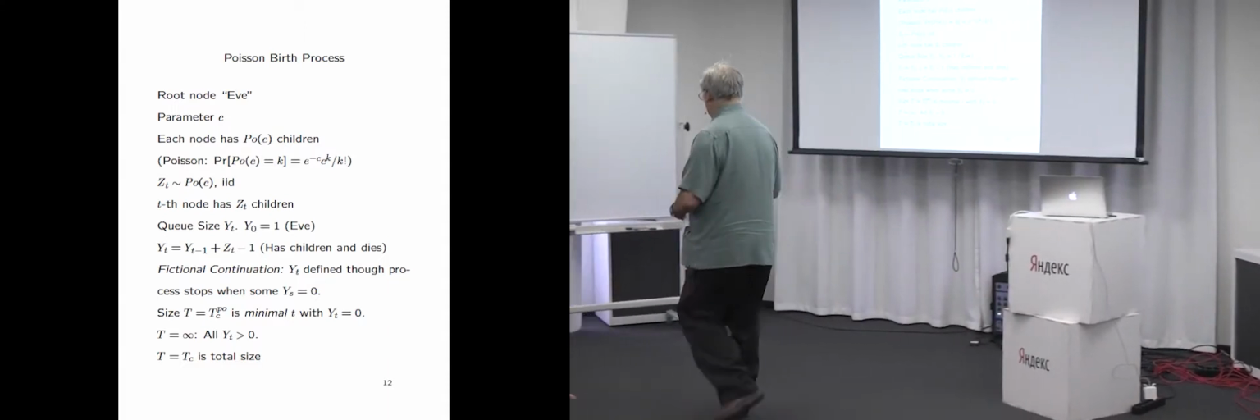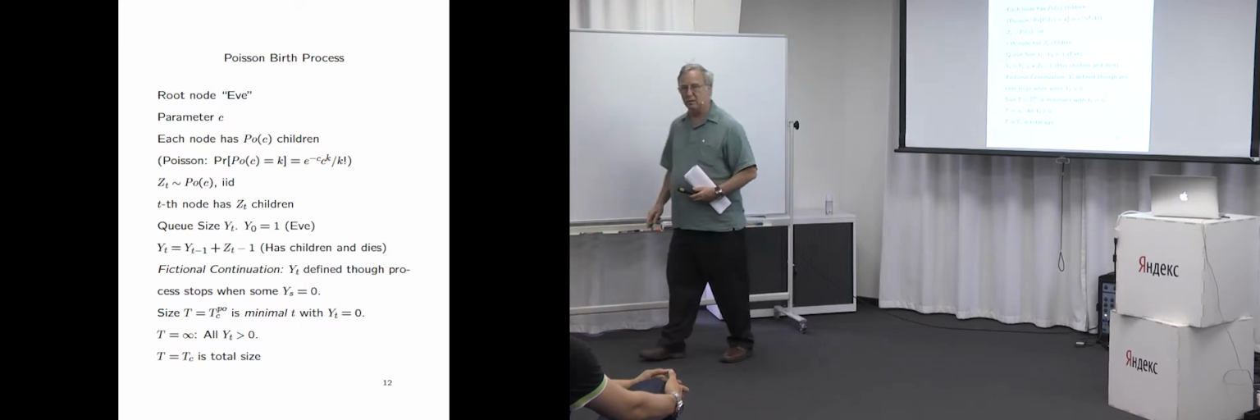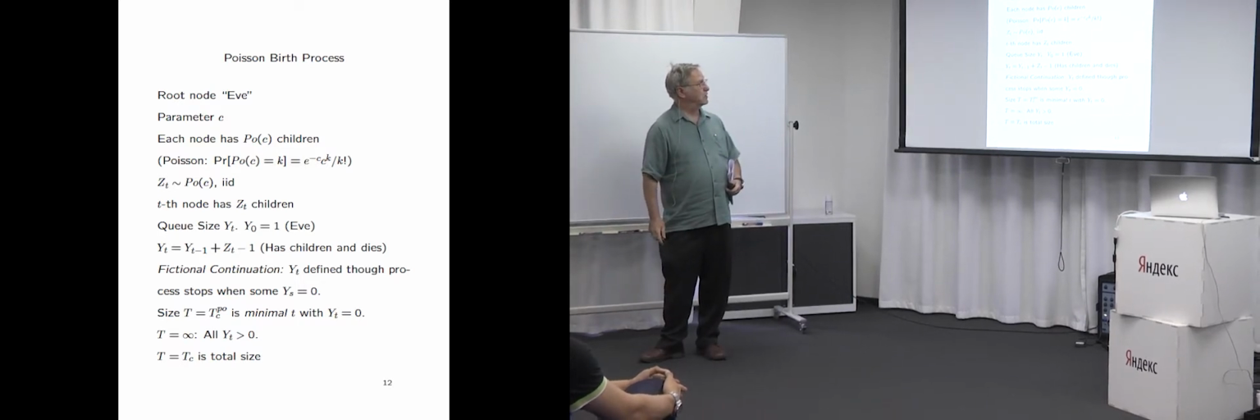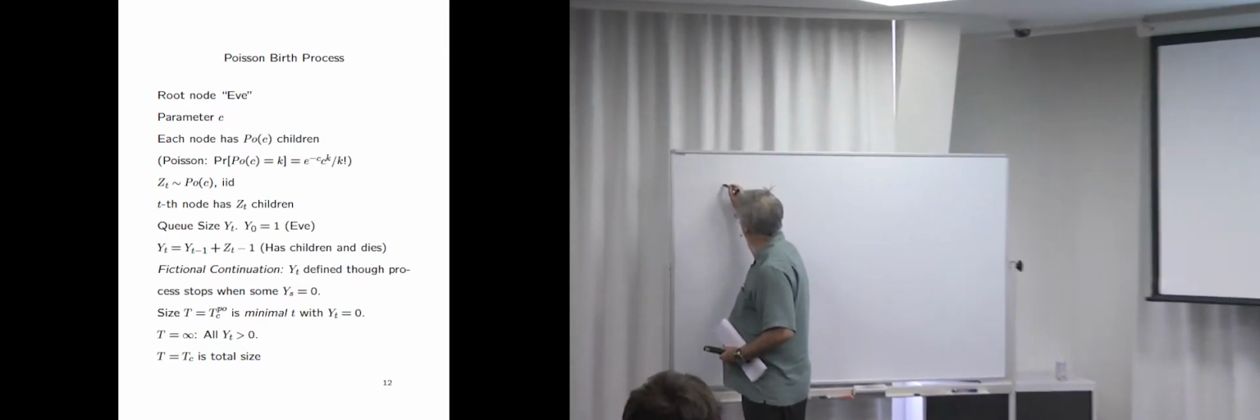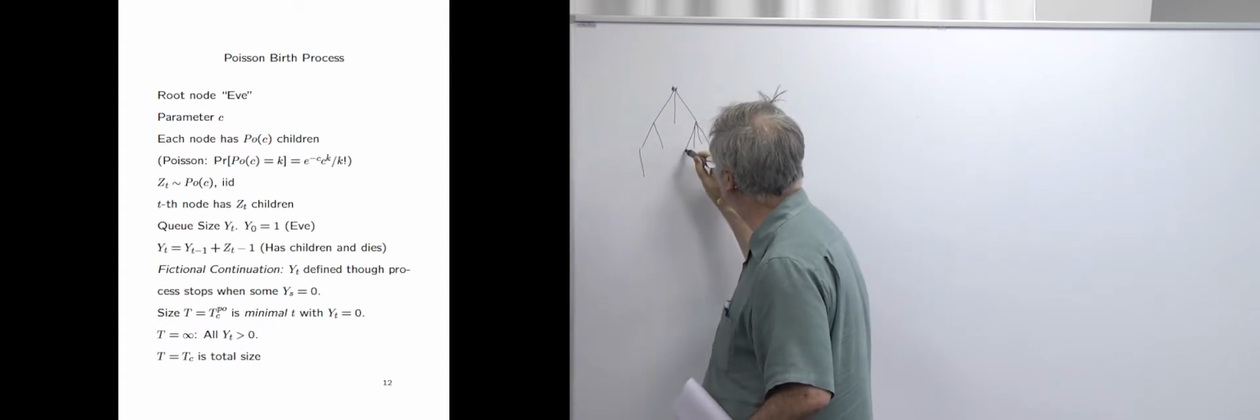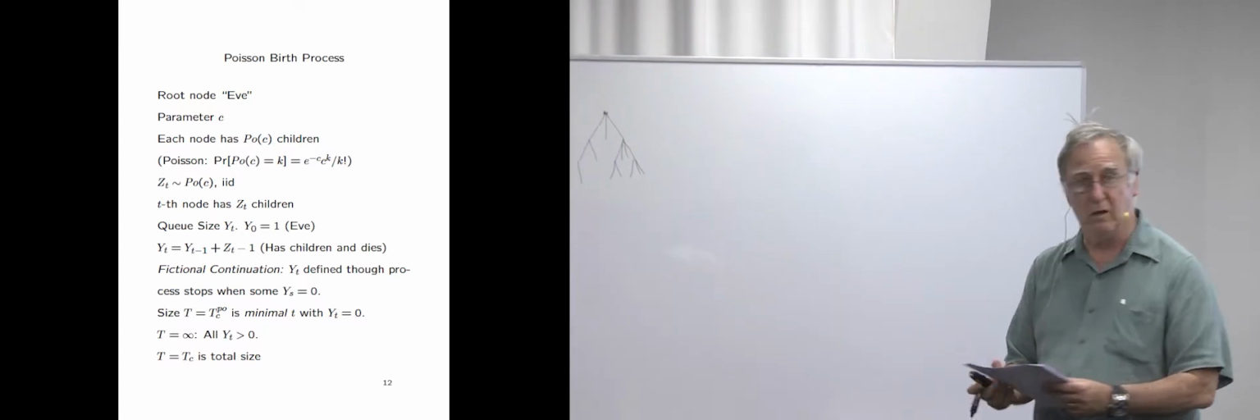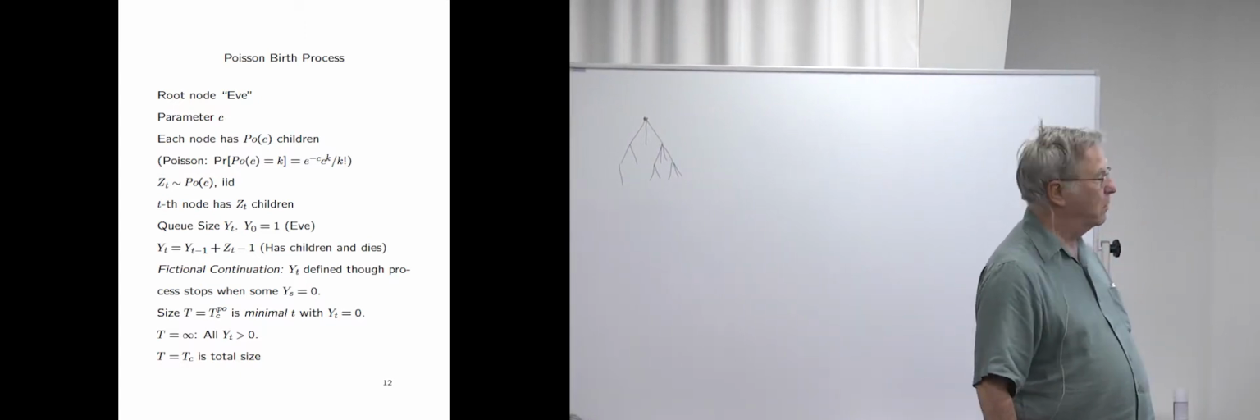Okay. Now I want to talk about Erdős-Rényi, and I think the purest thing, we start with the Galton-Watson process, the Poisson birth process. So we start with some vertex Eve, and Eve has Poisson C children, and then they have Poisson C children, and then they have Poisson C children. And maybe it keeps going, or maybe it dies. We don't know. And this is called the Galton-Watson process, but I'll call it the Poisson birth process.